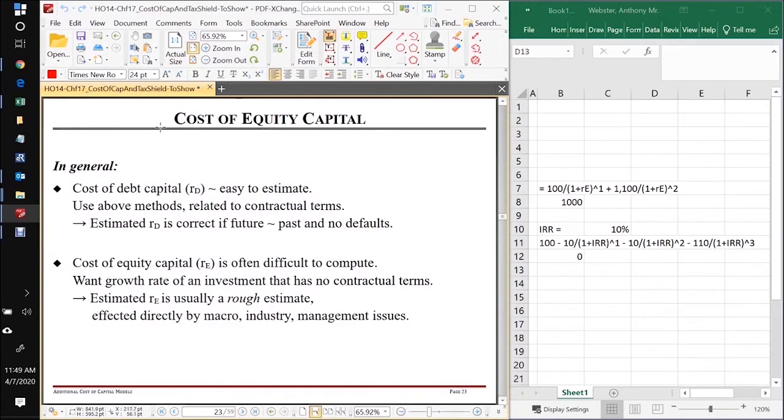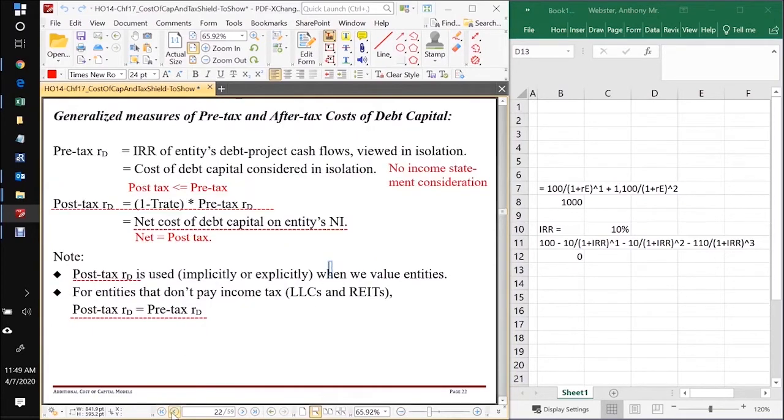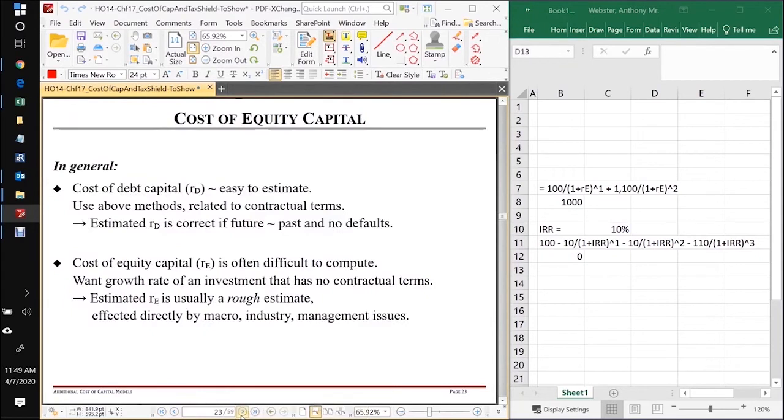All right, so now that's pretty much all we need to know about the cost of debt capital. Let's see if we can go on and do the same type of analysis with our cost of equity capital. In general, our cost of debt capital was pretty easy to estimate. We have some pretty clear methods that we were able to use above, and they were all related in one way or another to contractual terms. So as long as the future is going to look kind of like the past for an entity and it's not going to default, the estimated RDs that we've come up with are really correct.